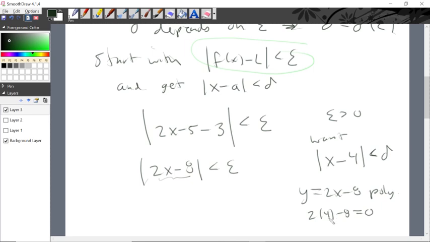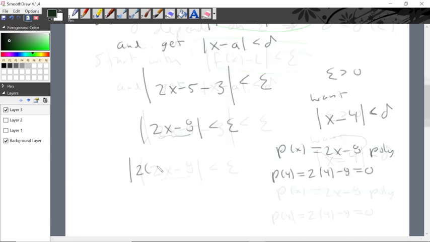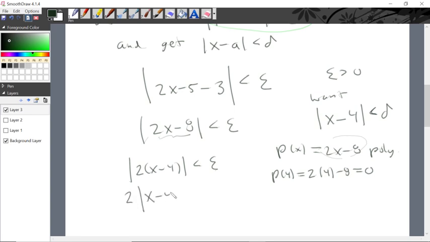Now, if we can plug a number into a polynomial such that the output is equal to 0, right? P of 4 is equal to 0. Or 2x minus 8 is 2 times x minus 4. All right? Now we have the absolute value of this product. Well, the absolute value of 2 is just 2, so I can extract the 2 from here. And we have 2 times the absolute value of x minus 4 is less than epsilon.